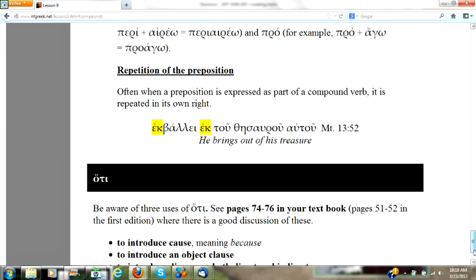Often, when a preposition is expressed as part of a compound verb, it is repeated in its own right elsewhere in the sentence. Ek bale ek tu thesaurou autou. He brings out of his treasure. Ek bale means bring out, but then we have the ek repeated. And this should not seem all that strange. We will sometimes say, enter into a room, or something like that. Enter already conveys the idea of movement into something, but we repeat the preposition.